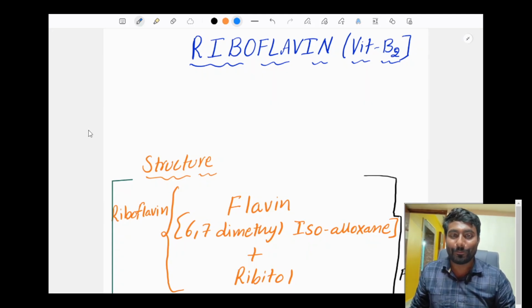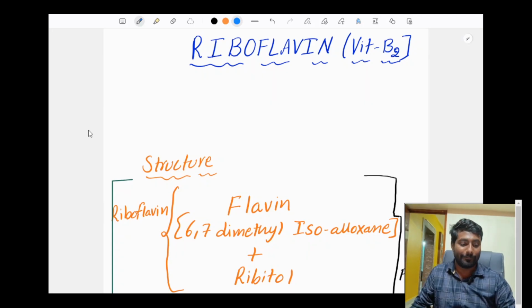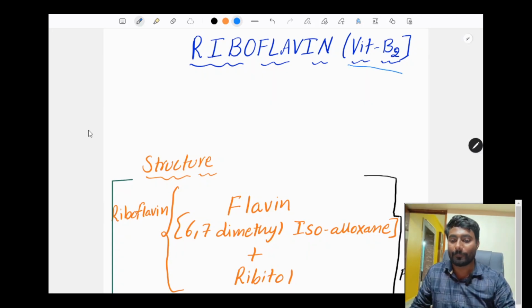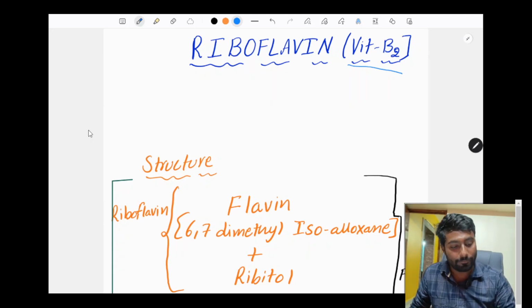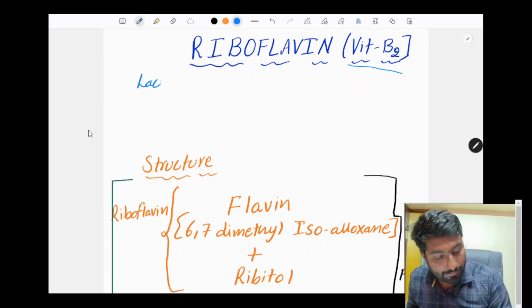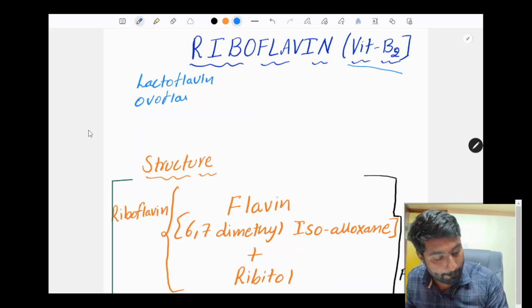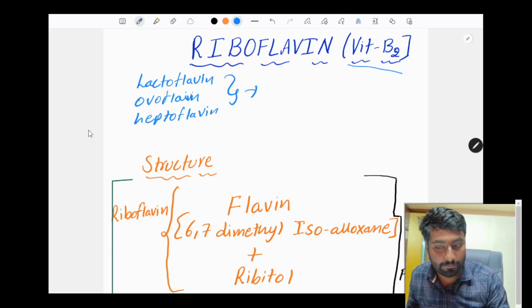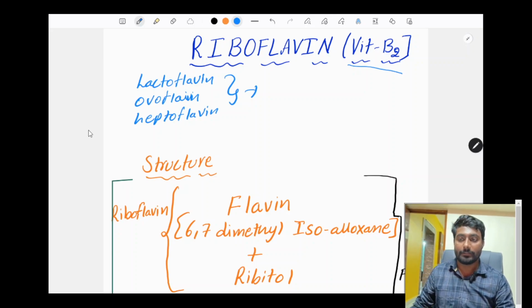Students, today we are going to discuss riboflavin, which is your vitamin B2. Lactoflavin of the milk, ovoflavin of the egg, and hepatoflavin of the liver are similar to your riboflavin structure.